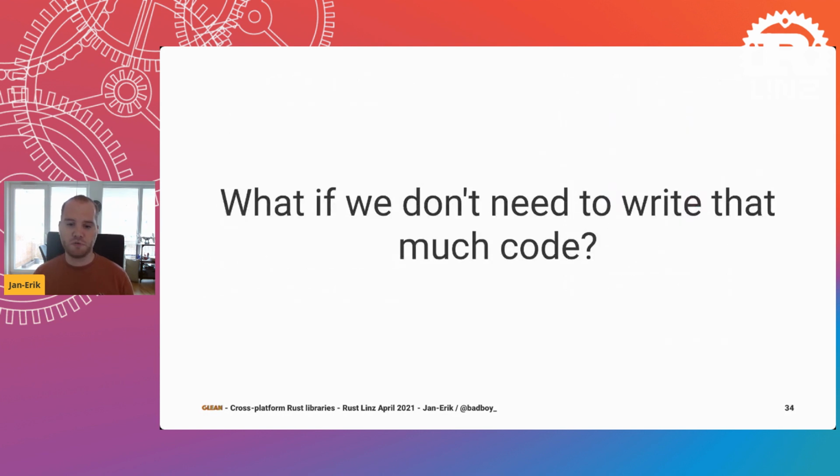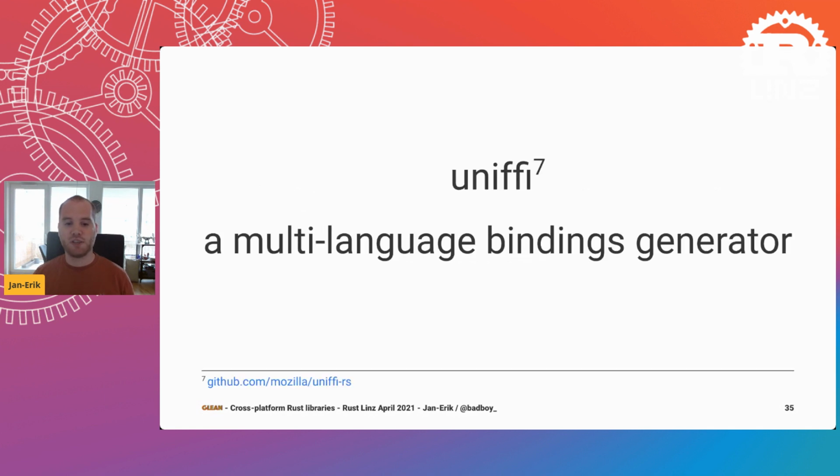So what if we don't need to write that much code? I always think about that. And luckily, others at Mozilla also think about this and actually find the time to do something about this. So some other good folks at Mozilla came up with uniffi. Uniffi is a multi-language bindings generator that essentially does everything that I just told you under the hood, and the only thing you write is Rust.